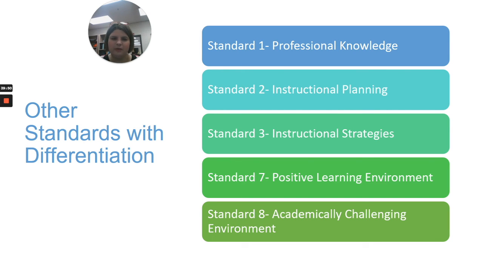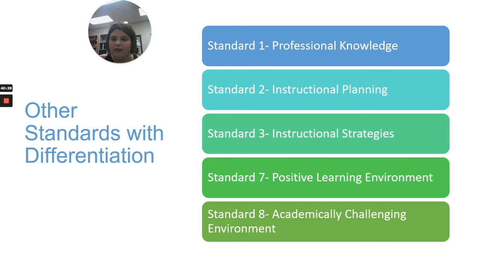So other standards that we can correlate with differentiation: obviously you have to have really strong professional knowledge to be able to differentiate. You have to have a pretty great bag of tricks in orchestra knowledge to be able to figure out how to differentiate it. And also instructional planning for differentiation is one of the biggest pieces, as far as you must really sit down and figure out how can you do this thing multiple ways and deliver it multiple ways to reach all those learners. And the same thing with instructional strategies. What strategies are you going to use? How are you going to reach all those different kids in different learning styles?